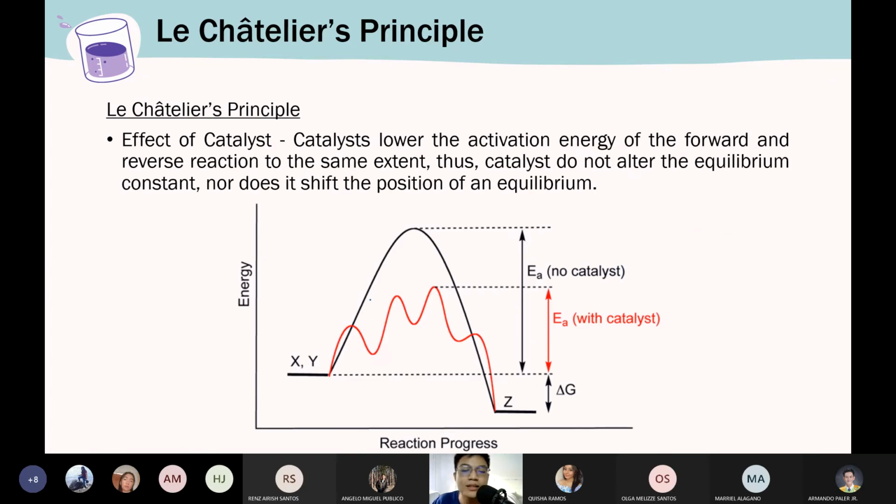Pag catalyst naman, it doesn't have any effect because it speeds up both reactions, the forward and the reverse, no? So walang epekto yan. Bumibilis sila both, no? So it doesn't change the equilibrium system.